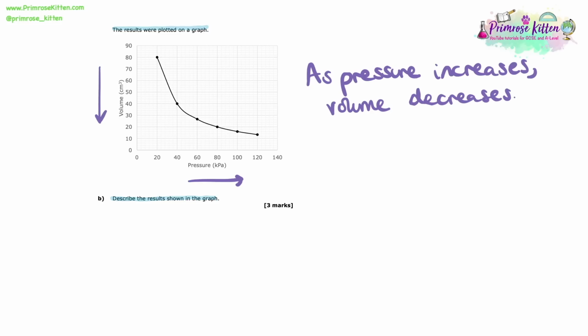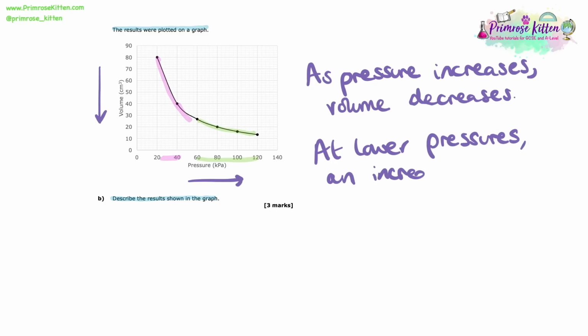However, for our second point, we can go into a little bit more detail. If the pressure was just increasing and volume decreasing, there's lots of different patterns that could show. But here, if you look at lower pressures, a little bit of a change in pressure actually has a bigger impact on that volume. We get a bigger decrease in volume than at higher pressures. So for that reason, we can say that at lower pressures, an increase in the pressure has a bigger effect on the decrease in volume than at higher pressures.